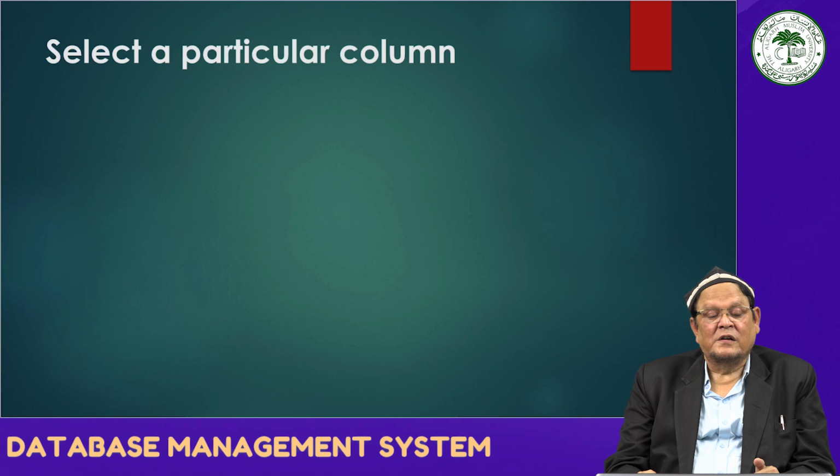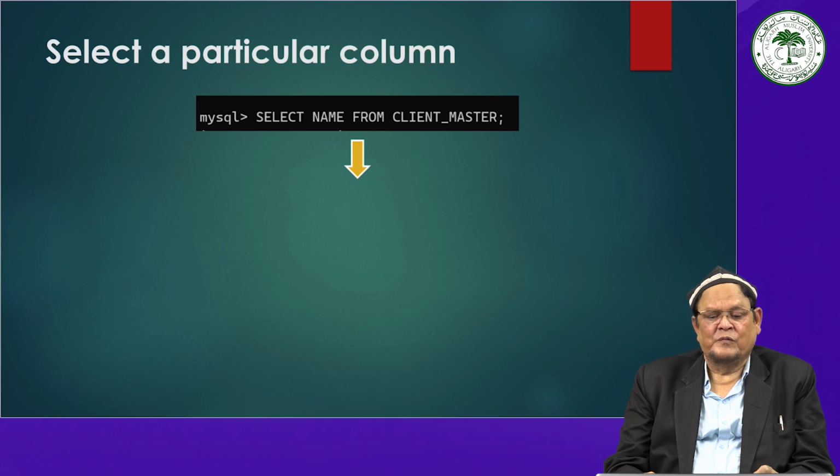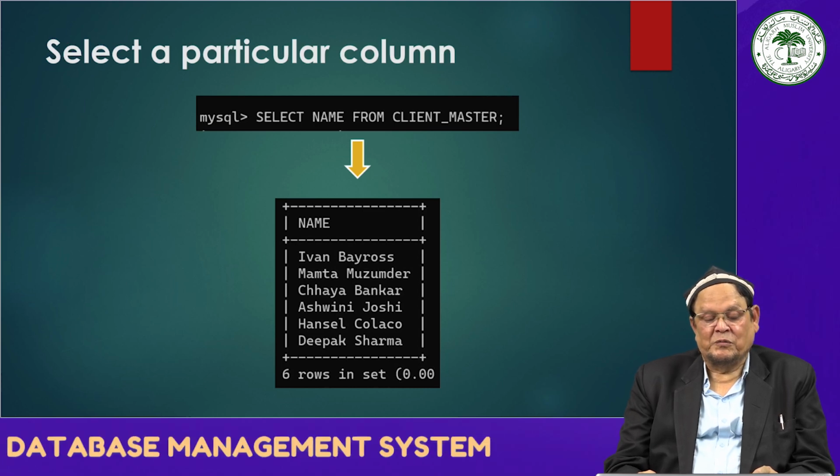Suppose you want a particular column. For that, you have to write select name from client master. You only want to see the name from the client master table. So when you press return, it will show like that: name, Ivan Bros, Mamta Majumdar, Chaya Pankar, Ashwani Joshi, Hansal Kolako, and Deepak Sharma. 6 rows in the set. It means it will show the 6 rows.